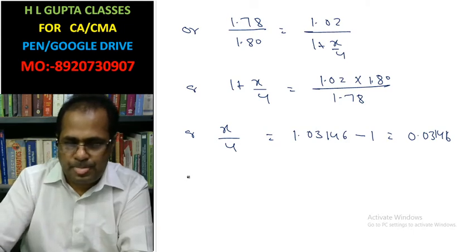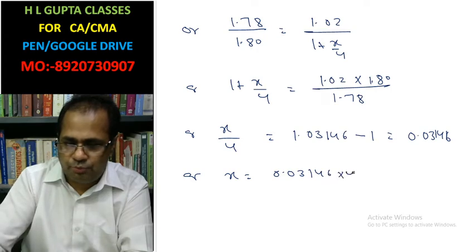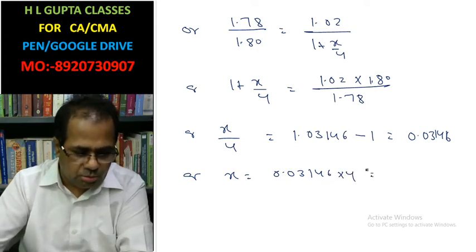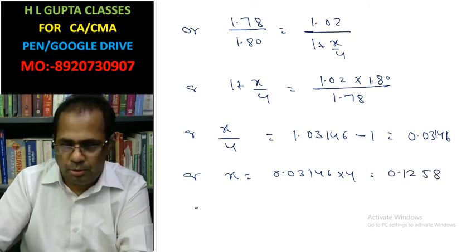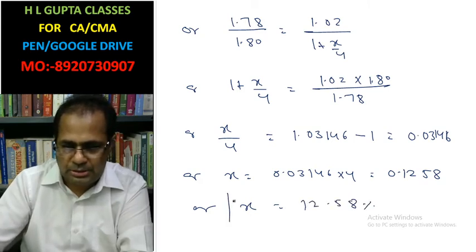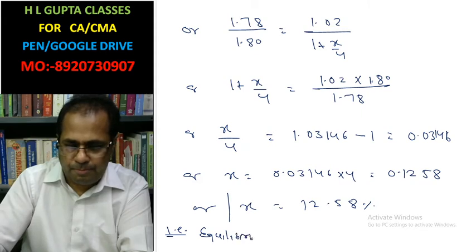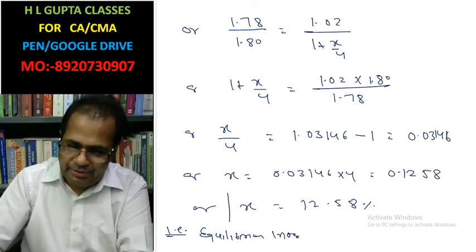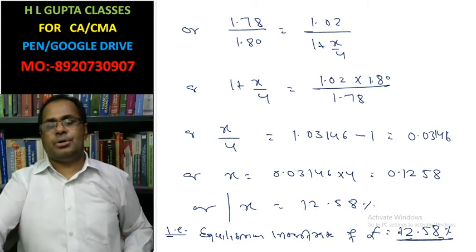0.0341146, or x equal to 0.03146 into 4, that equal to 0.1258, or x equal to 12.58%. That is the equilibrium interest rate of pound, 12.58%. Equilibrium interest rate of pound is 12.58%.